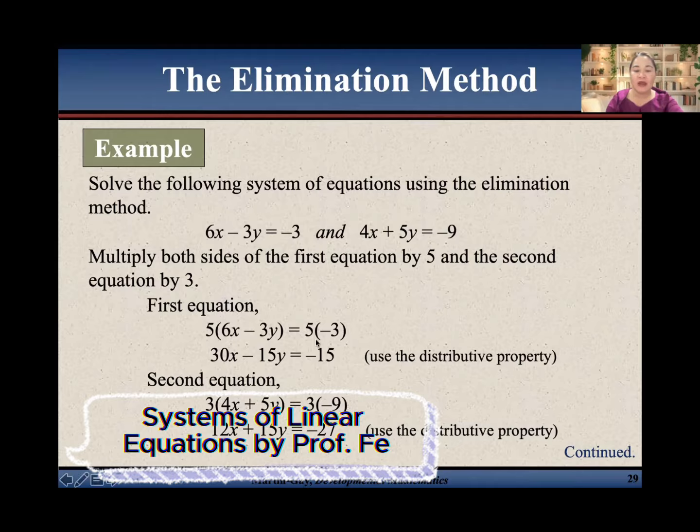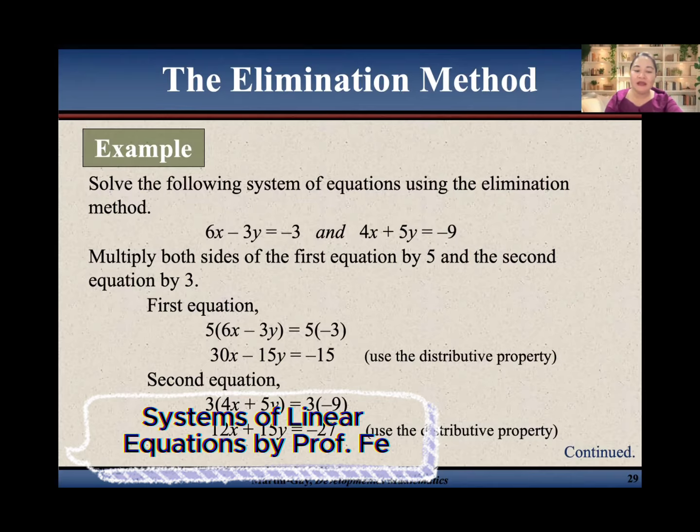5 multiplied to the entire equation, times the quantity 6x minus 3y, is equal to 5 times negative 3. So you have the final equation. The first equation now becomes 30x minus 15y is equal to negative 15.